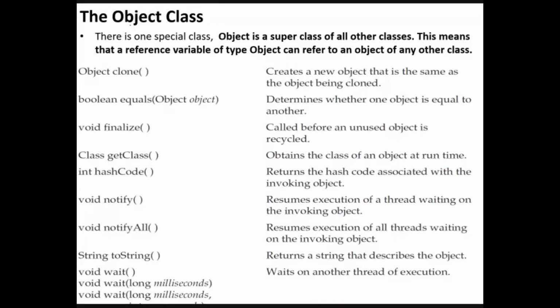Next, the Object class is there. This is a built-in class, and it is the superclass for all classes, even for user-created, user-defined classes. Object is the superclass of all other classes. This means a reference variable of type Object can refer to an object of any other class. Got it?